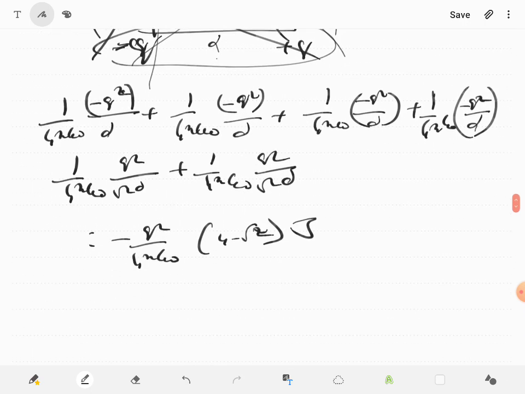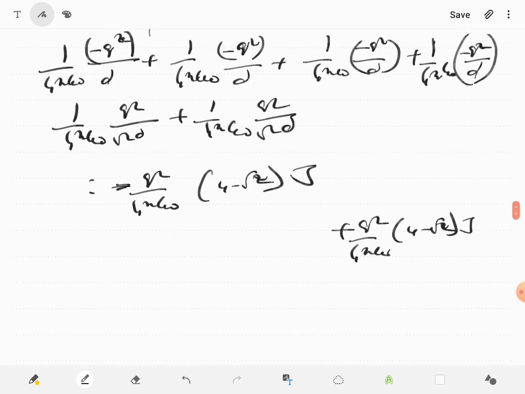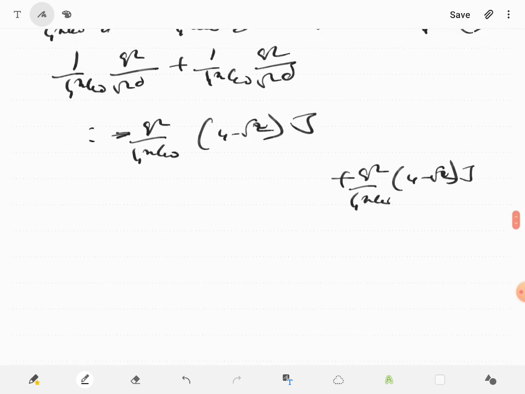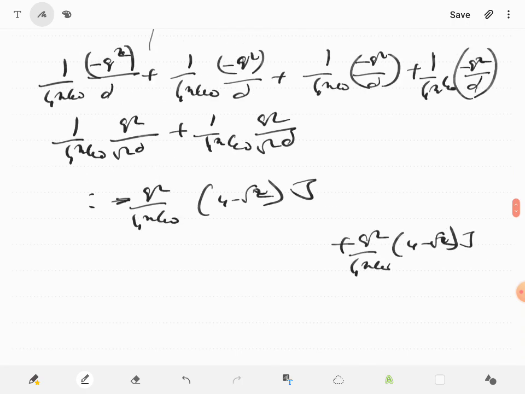That will be plus q square by 4 pi epsilon naught into 4 minus root 2 joules, because the amount of work done necessary to put them together will be equal in magnitude to the amount of work that's necessary to be done to take them to infinity, but only with the opposite sign, positive work and negative work, that's the only thing. So thus you find the potential. Thus you know this is the energy.